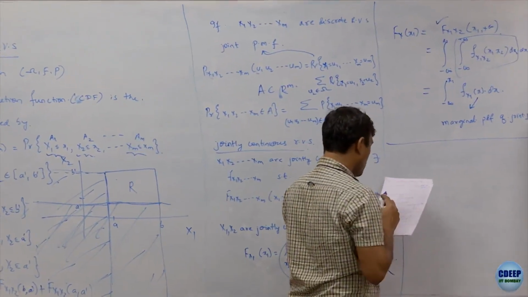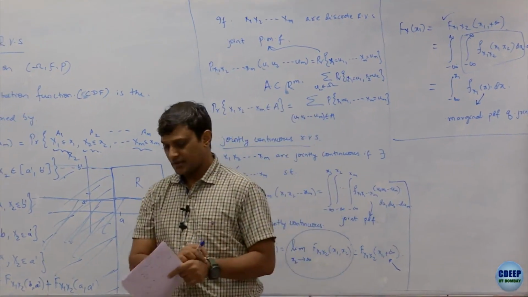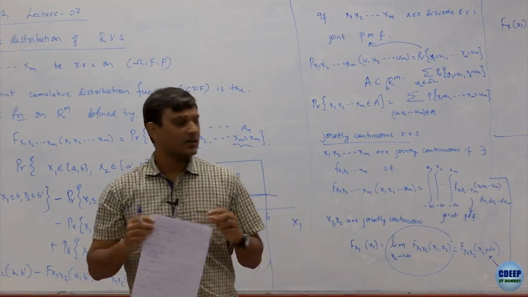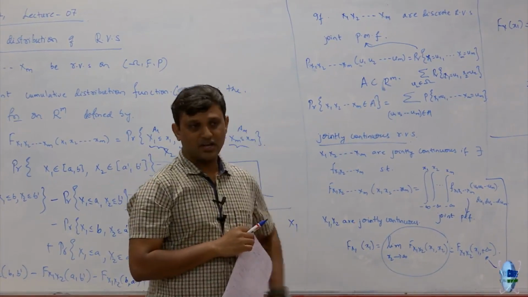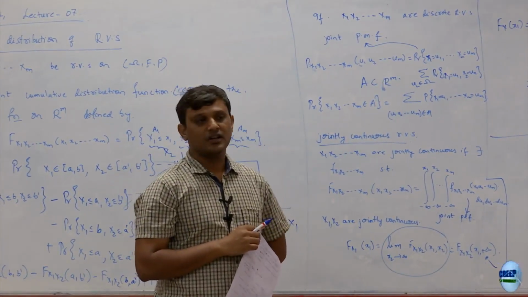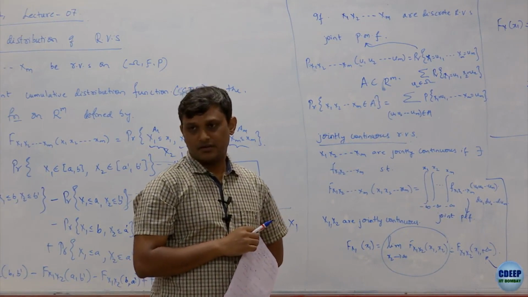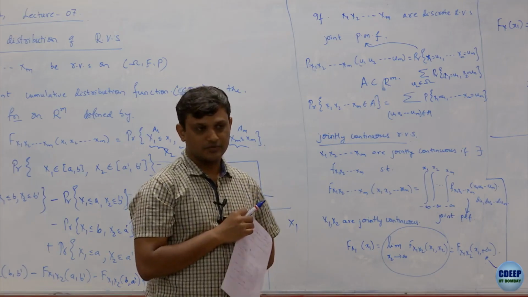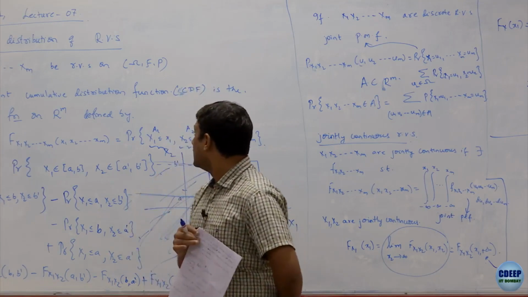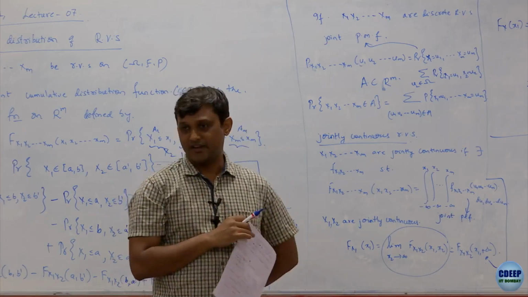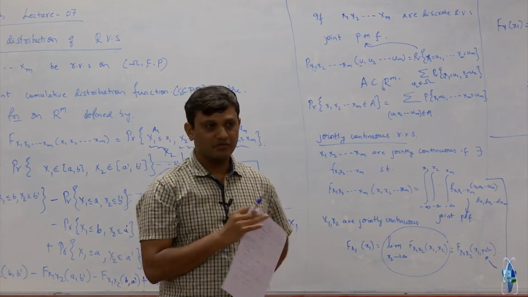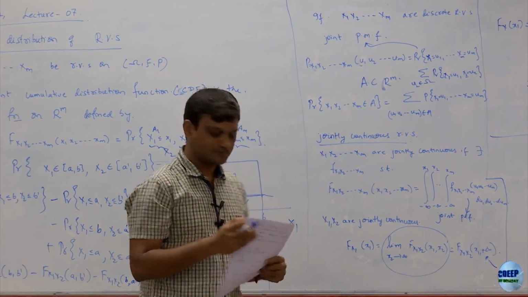So now moving on to characteristic function. We had defined characteristic function for one random variable. Now how does it work for joint, when we have multiple random variables, m random variables? How can I define the joint characteristic function of a set of random variables?